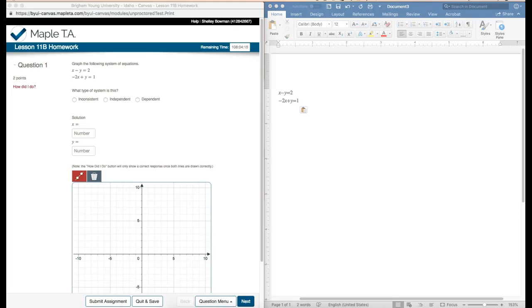This is Maple TA Lesson 11B, homework question number 1. Graph the following systems of equations. The first thing I want to do is solve these for y so that they are in slope-intercept form.